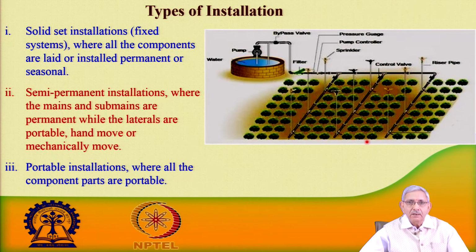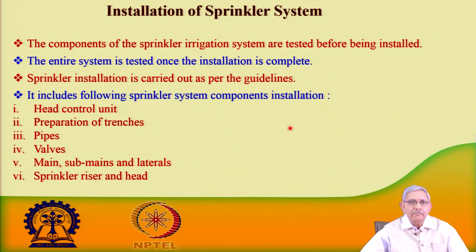All the laterals can be operated simultaneously, or part of them can be, but for frost control or when there is some emergency, the pump should be able to deliver water to all the sprinklers. So, a typical installation can be semi-permanent or portable. I have already told you this applies when it is portable and the source of water is different.